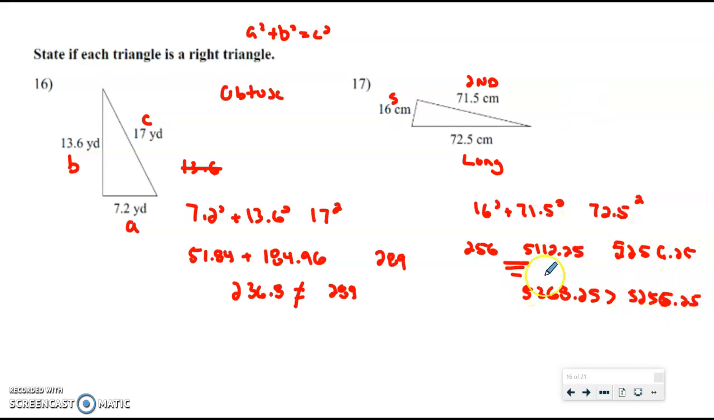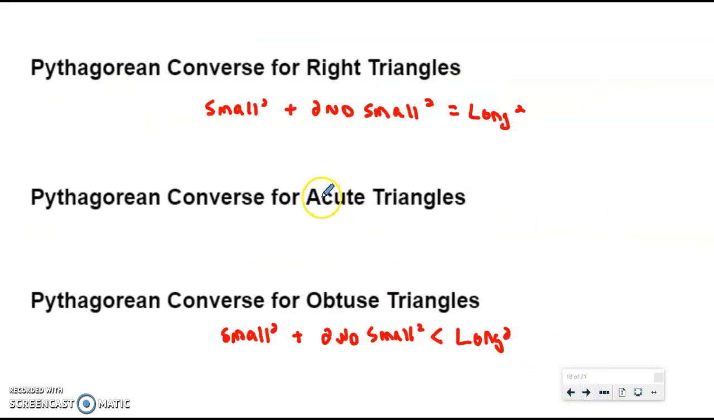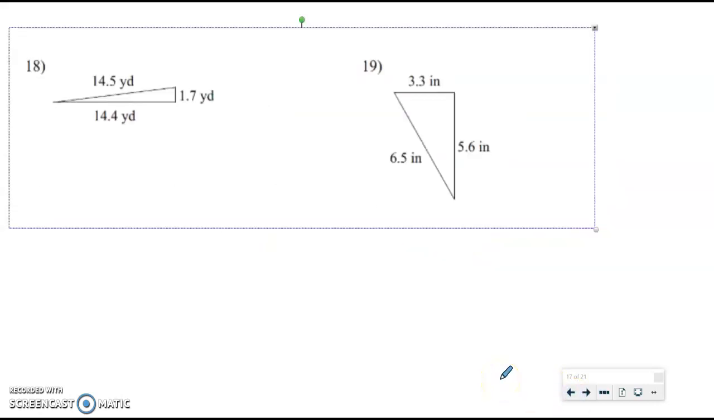So in this case, they are not equal. Actually, the sum is bigger than the other side squared. This turns out to be acute. So we can put that on our fancy pink sheet, but we can also write this down on that next page in notes: if I take the smallest squared plus the second smallest squared, that sum should be greater than whatever my longest side squared is. Okay? So let's look at number 18, just to double check things.